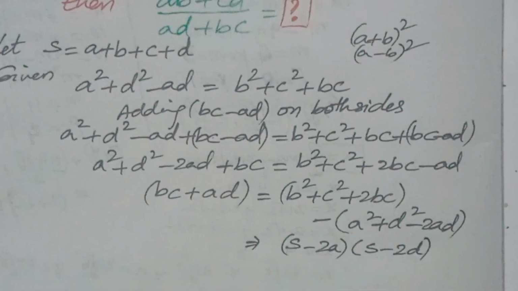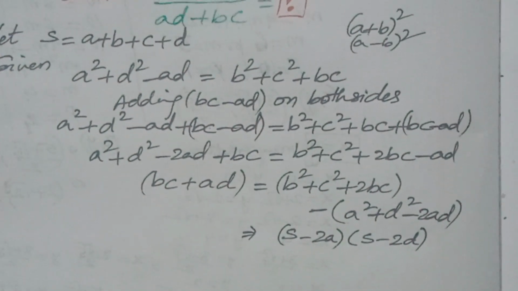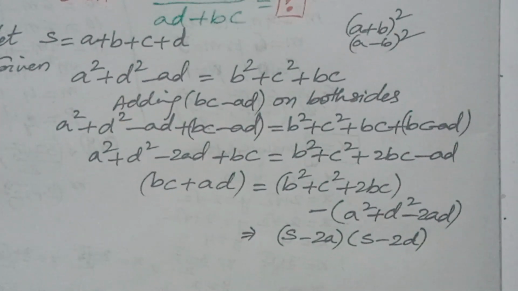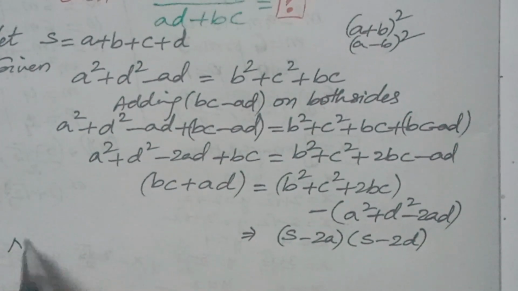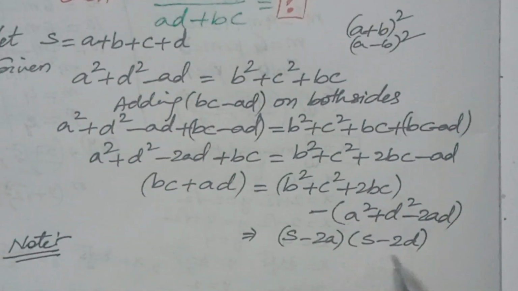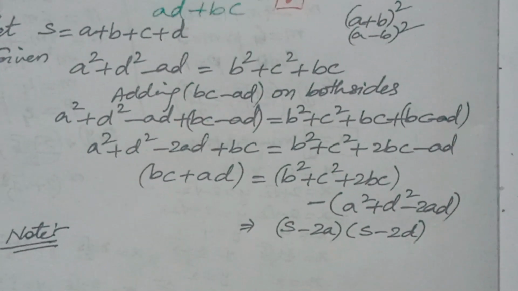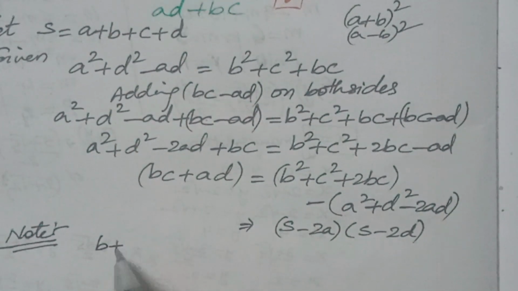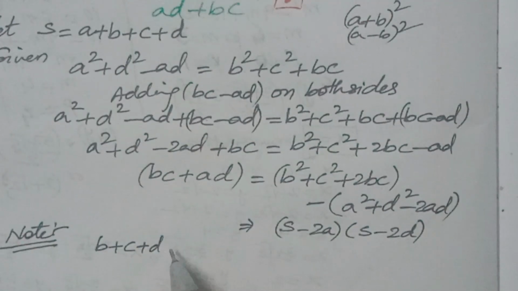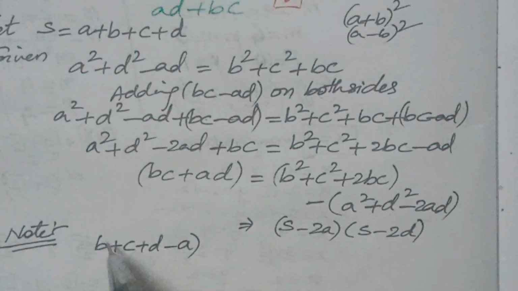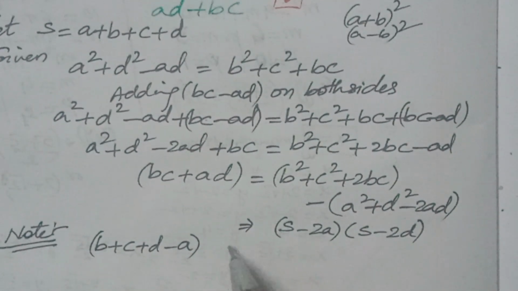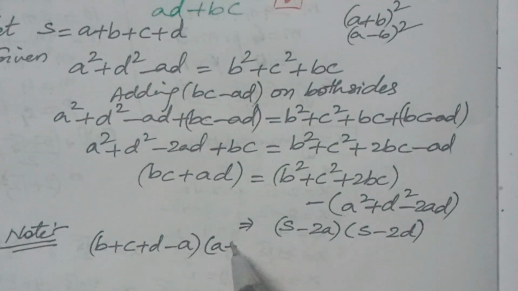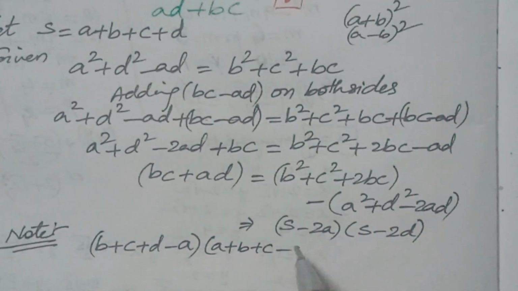Here you may get a doubt how this value is equal to S minus 2A, S minus 2D. So you have to note it. Like this you will get 4 values. I am saying just one value. S minus 2A is nothing but B plus C plus D minus A. S minus 2D is nothing but A plus B plus C minus D.